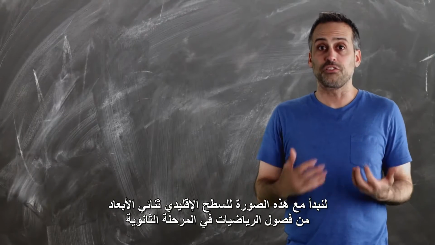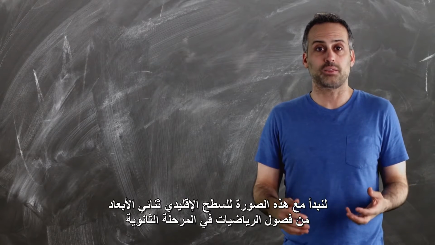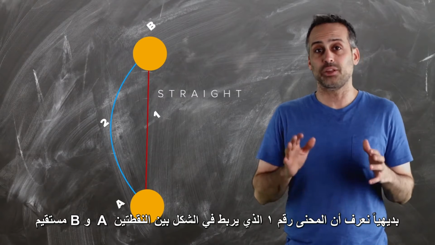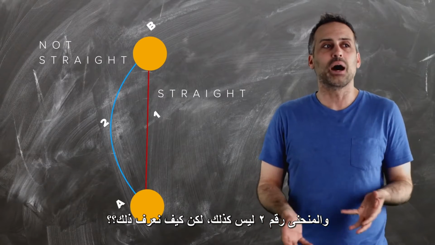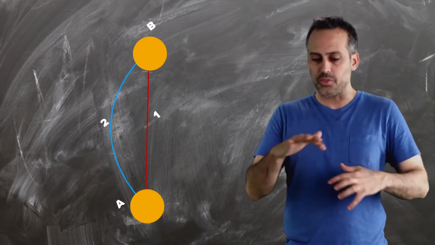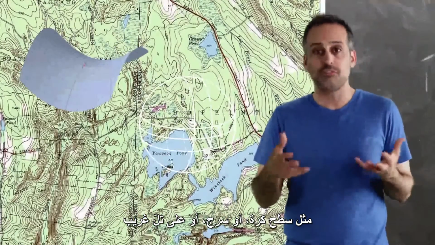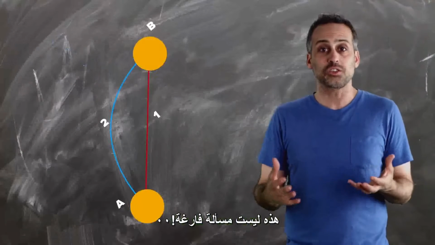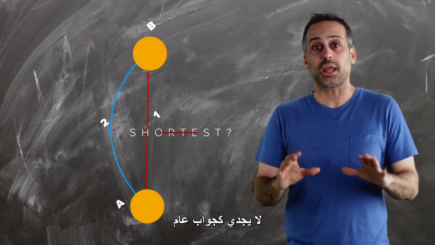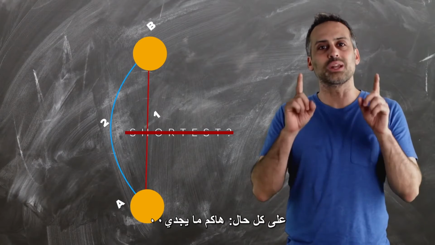Let's start with this picture of the flat Euclidean 2D plane from high school math class. Intuitively, we know that curve number 1 joining points A and B in the diagram is straight, and curve number 2 is not. But how do we know that? See, if we want to do geometry in arbitrary spaces, like on the surface of a sphere, or on a saddle, or on some funky hillside, that's not a vacuous question. And as you'll see in a minute, saying that it's the shortest path from A to B doesn't work as a general answer. However, here's what does work.